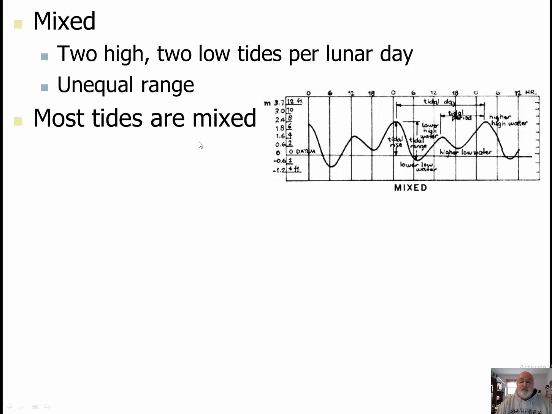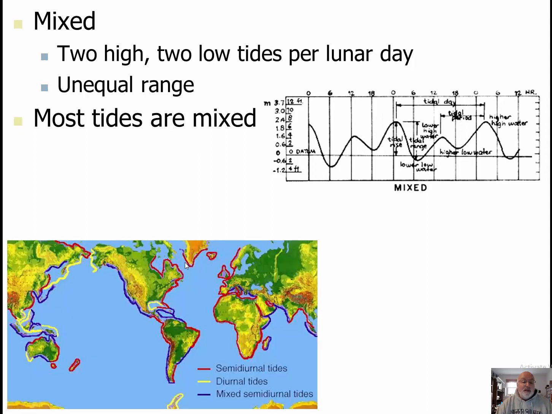Mixed tides are the most prominent tide on the planet. You can see all these blue, almost purple lines that you see there, they're mixed. Semi-diurnal tides, 2 highs and 2 lows, are in all the reds, and the yellow areas are actually experiencing 1 high tide and 1 low tide, diurnal.